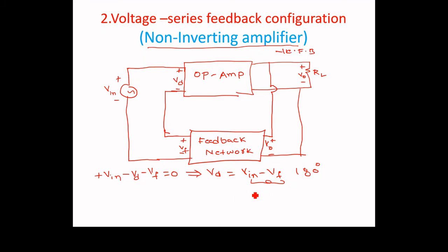In negative feedback, they will oppose each other. The actual input and the feedback, whatever it may be, voltage or current, they will oppose each other. Why is it called voltage series? At the output, we are taking a sample of the voltage, and that we are connecting in series with respect to the input voltage. So that is why it is called voltage series feedback configuration.